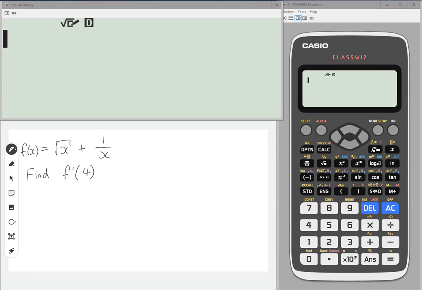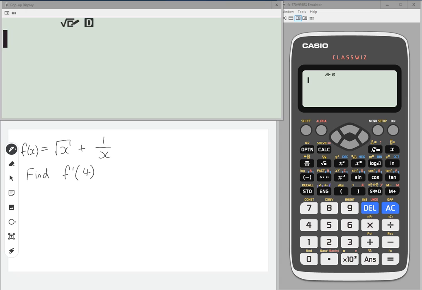So let's say I had f of x is equal to the square root of x plus 1 over x, and I want to find f prime of 4. Now, the reason why you might want to do this is you want to work out the gradient of the tangent to the curve. So this will find you the gradient of the tangent at x equals 4.